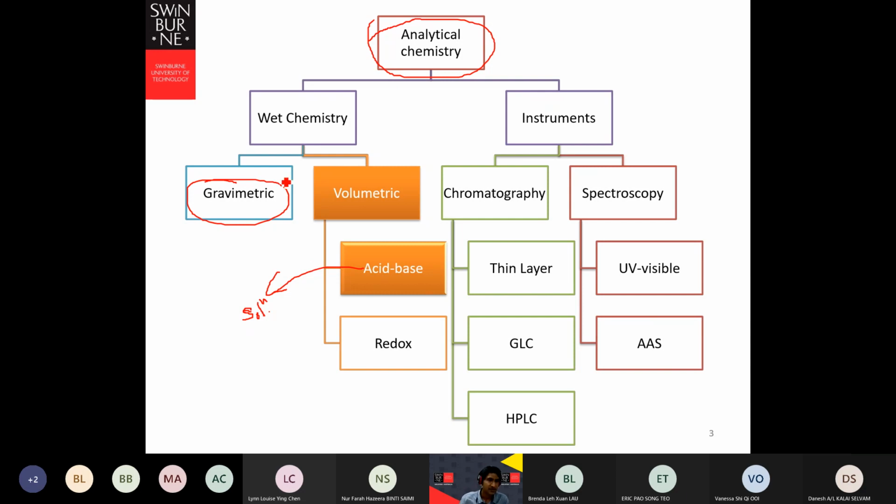I cannot see the chat box, but can anybody tell me, when we add acid and base, what is the product formed? The common product. What is the common product that is formed?